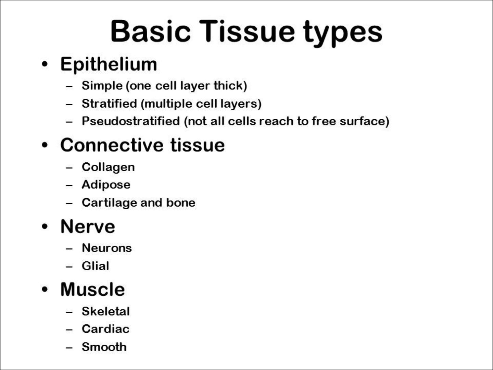Next comes the connective tissue, which is a catch-all category. It includes collagen, fat or adipose tissue, cartilage, and bone. In addition, blood, which is not listed here, is also classified as connective tissue. After that is nerve tissue, which consists of neurons that can actively transmit signals, and glial cells that are the support cells. An example of a glial cell is a Schwann cell that wraps myelin around the axons. And finally, there is muscle tissue, of which there are 3 types: skeletal, cardiac, and smooth.